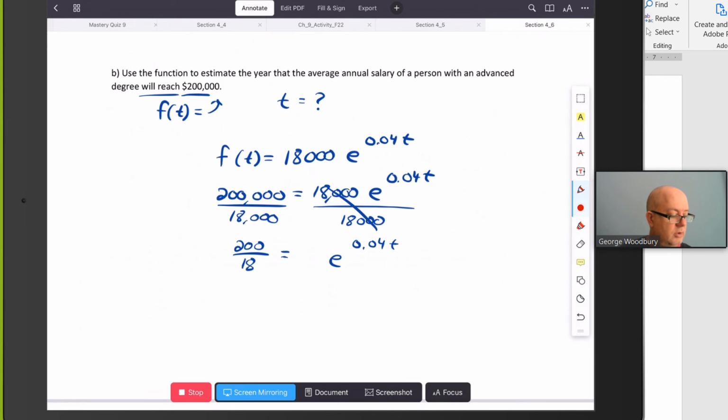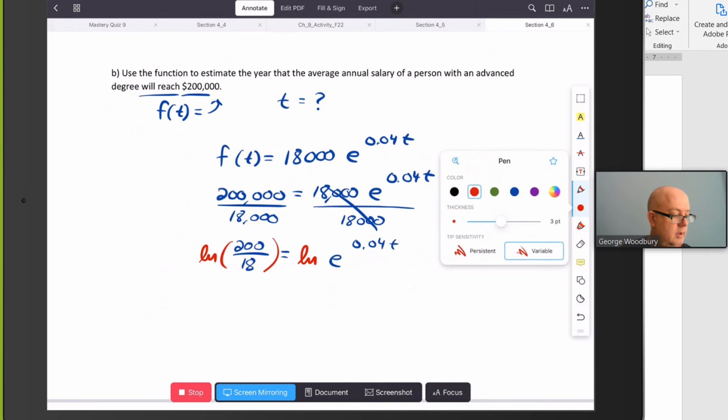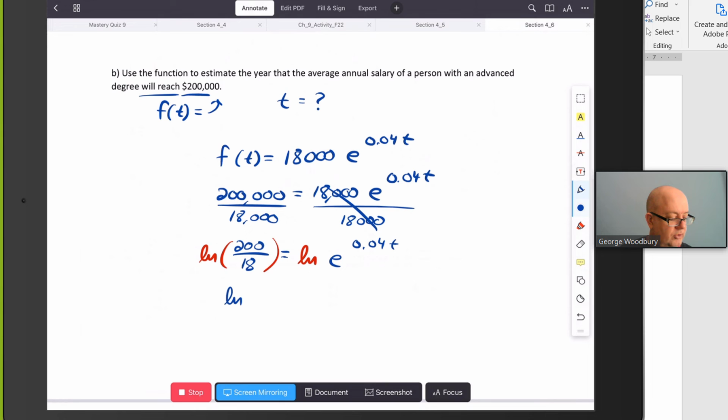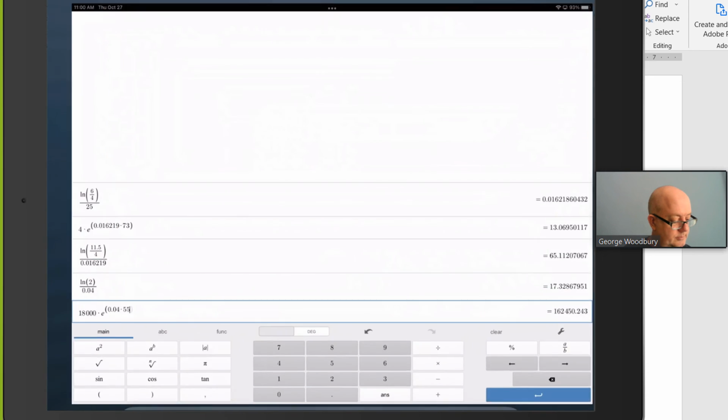Let's take the natural log of both sides. And just like in the other problems, on the right side, we're left with just the exponent, 0.04 t. We finish by dividing both sides by 0.04. And we can go to the calculator here. We're looking to estimate the year that it happened, so we're going to round to the nearest year.